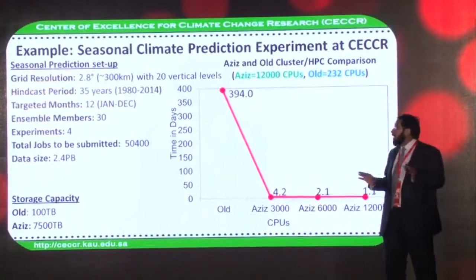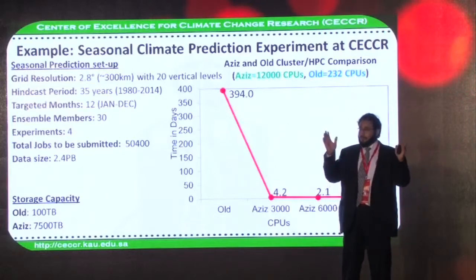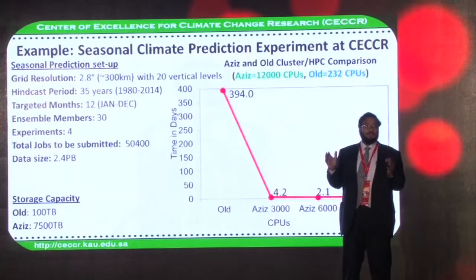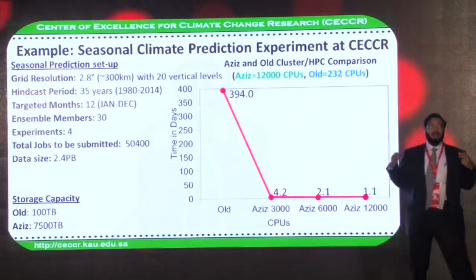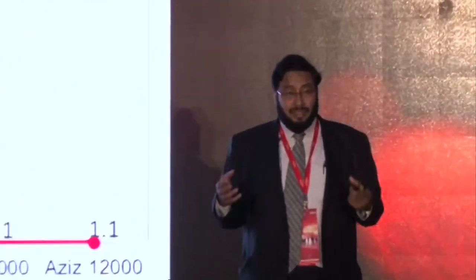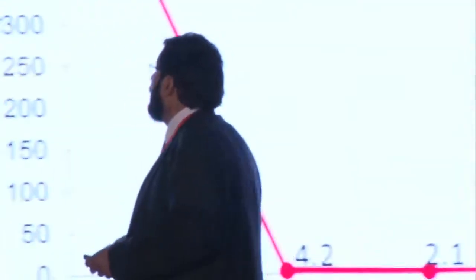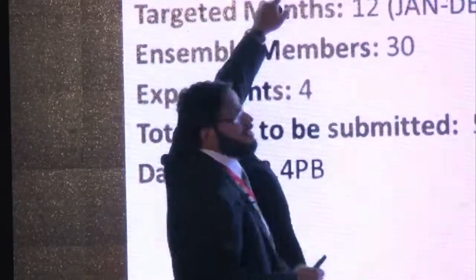I would like to put in some comparison between our old HPC, which had only 230 cores, and the Aziz supercomputer, and how the Aziz supercomputer is really advancing the research at KU, particularly climate modeling. And this can also be an example for other types of research that can be done in the world. Now I'll give you an example here. We have a hindcast example.